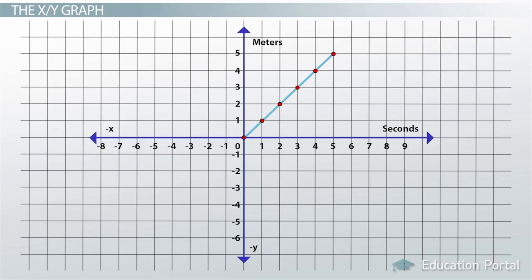This technique for visualizing kinematics can be applied to displacement, velocity, and acceleration. All you have to do is change the variables on the x and y axes to match the information you have.